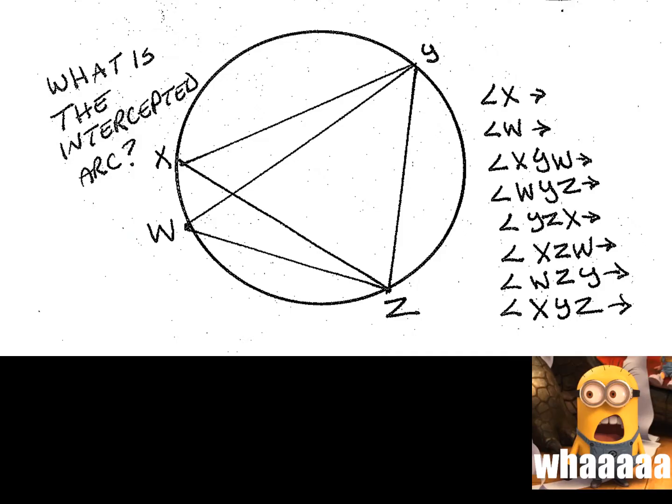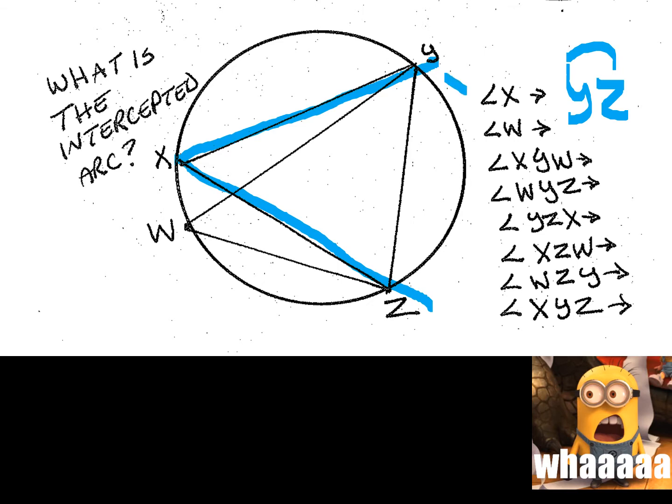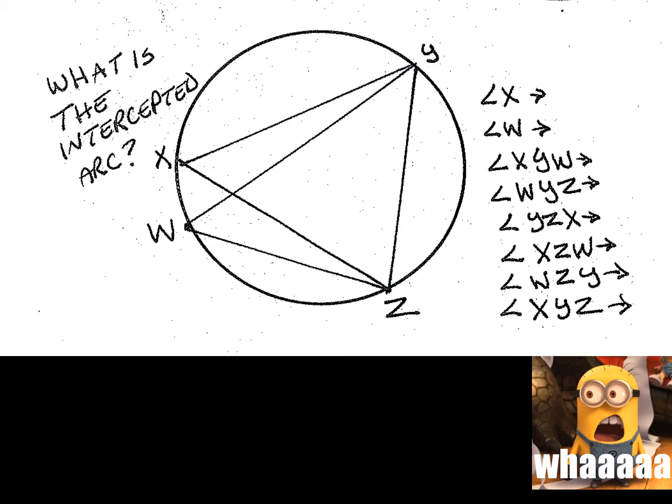Alright, so then they get a little crazy. And we're going to talk about this in class too, I think. So where's the intercepted arc? If I'm looking at angle X, what's the arc it goes with? Those little lines will help you highlight it. Just take a couple pencils and stick it on there. What's the name of the arc? YZ. Arc YZ is what X is opening up to. Next, what does W open up to? YZ. And so they both had YZ as an arc.